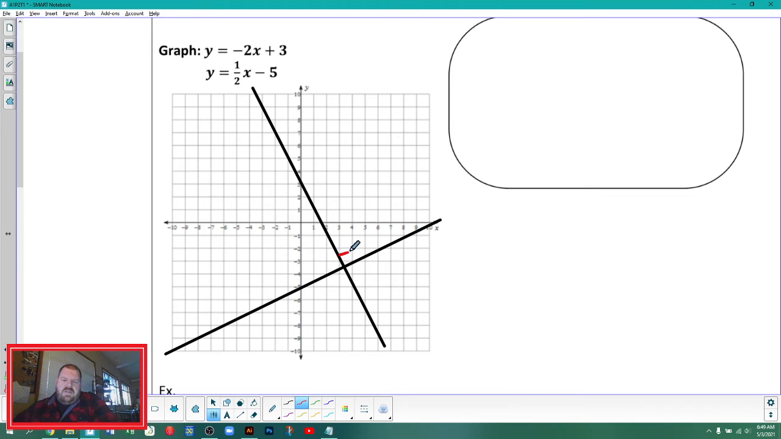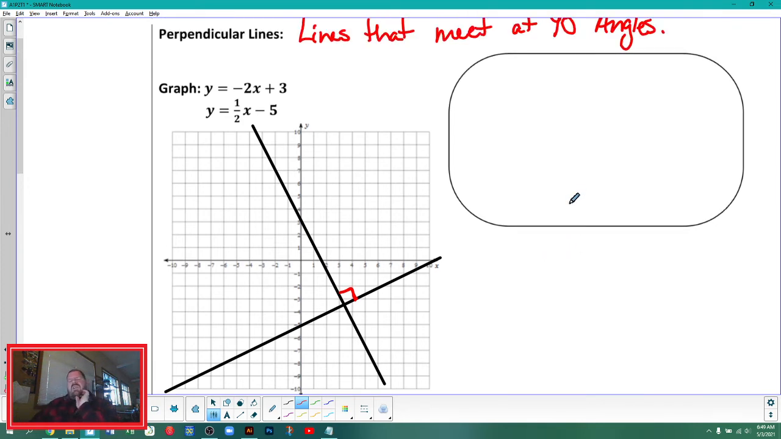You might see on a picture this little filled in, or not filled in, but outlined square right here. And that would mean that these two meet at a right angle. And obviously from knowing about parallel lines, we know that perpendicular lines have to involve the slope, because we're talking about how two lines meet. So what is it about the slope that makes these perpendicular?